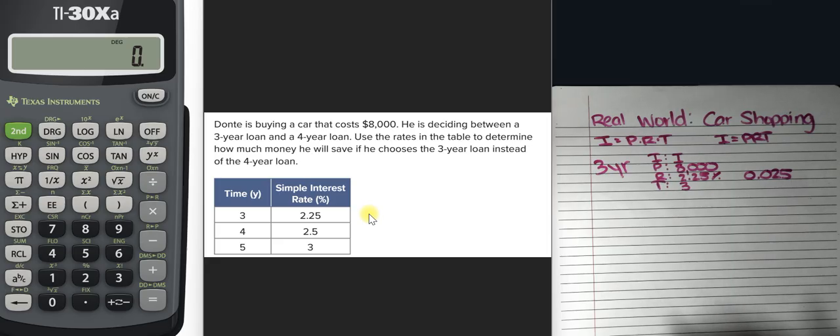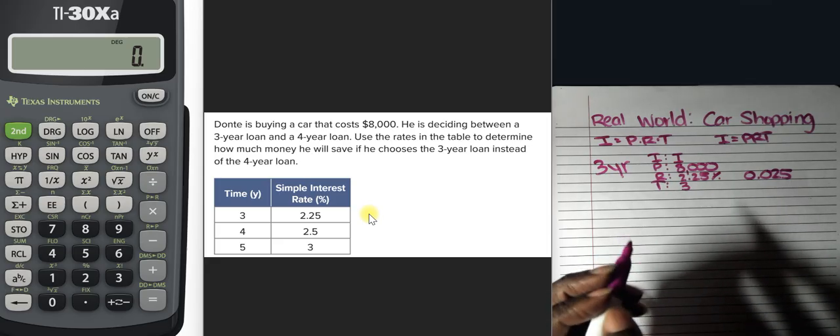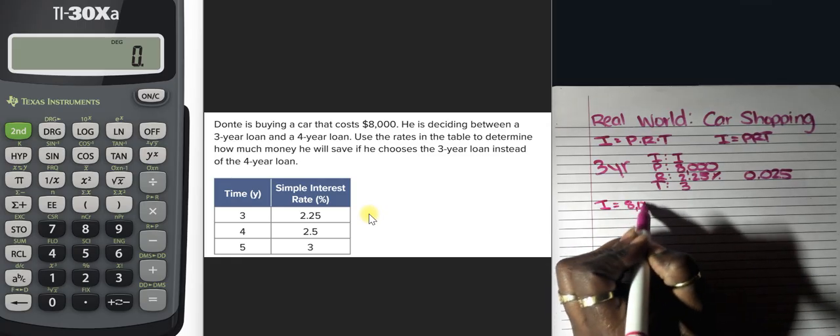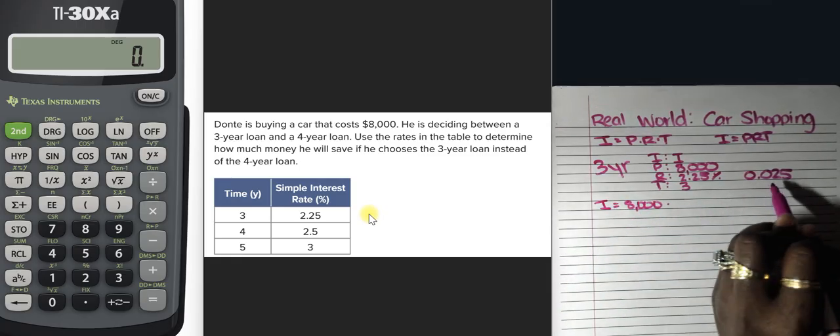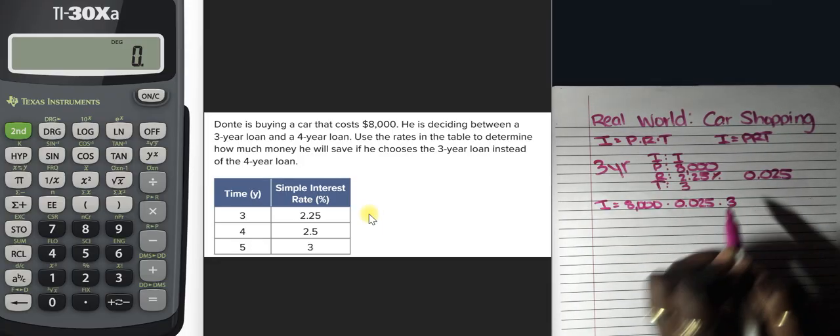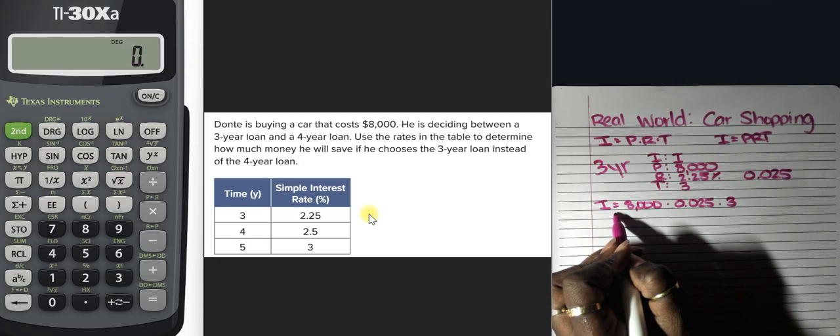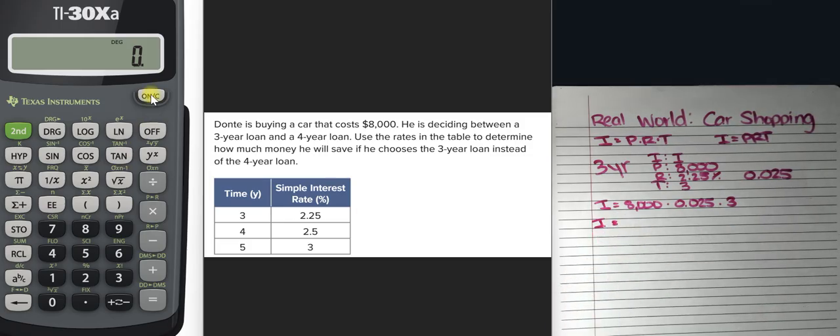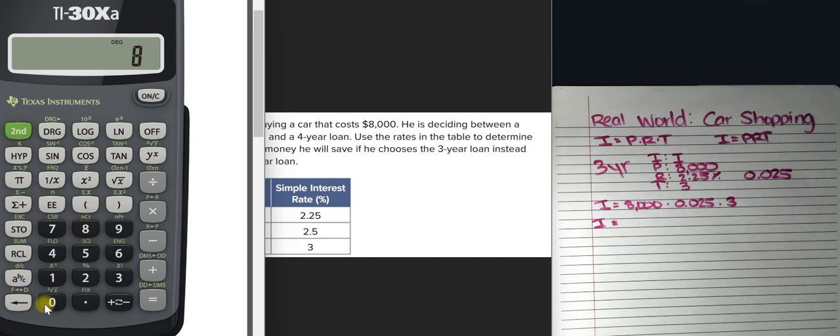All right. So now what we're going to do is go and plug in what we know. So our interest is going to be equal to the principal, which is 8,000, times the rate, which is 0.0225, times the time, which is 3. So we take those 3, multiply them together. The interest is going to come out to be, let's see, 8,000 times 0.0225. Oops, too many zeros.